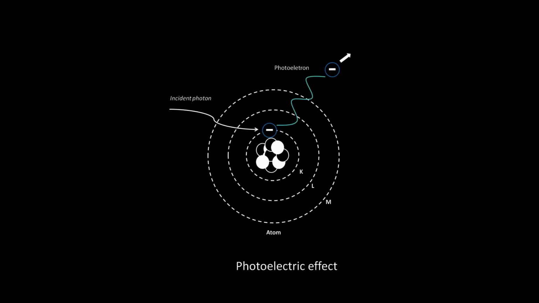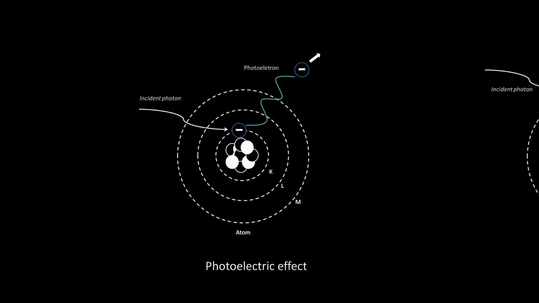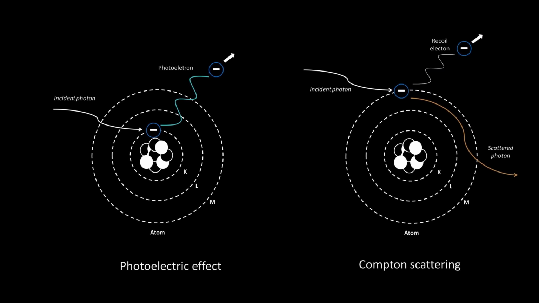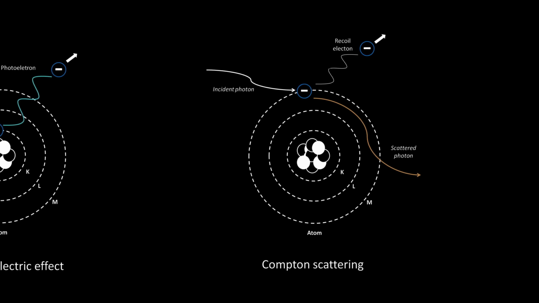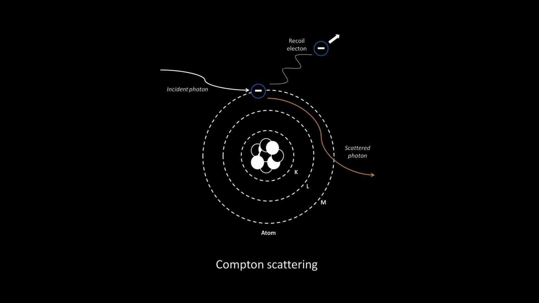Cameras use photoelectric effect image sensors to detect light rays. COSI uses Compton scattering effect pure crystal detectors to detect gamma rays.